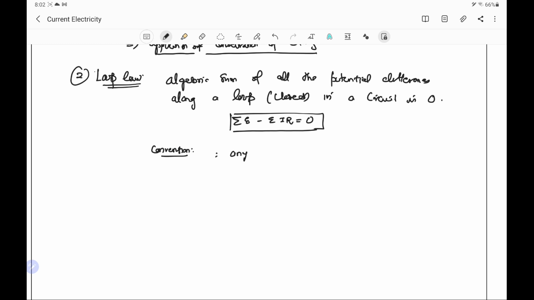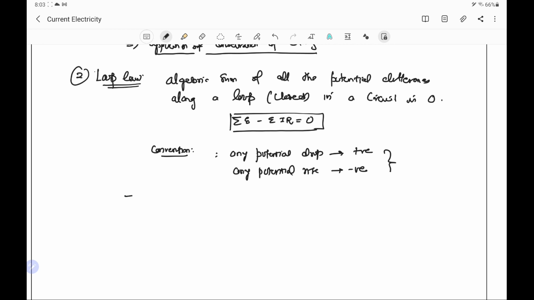Here, as per the convention which we generally use, any potential drop will be taken as positive and any potential rise will be taken negative. This is a convention. We can take in contrast any potential drop as negative and any potential rise as positive, but once a convention is taken, we should stick with that.